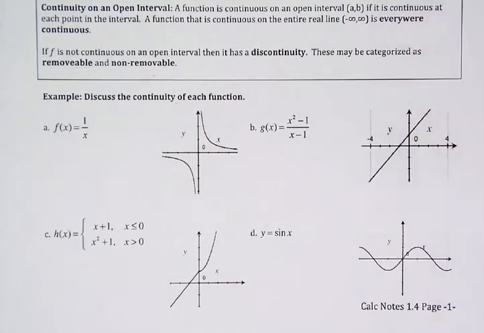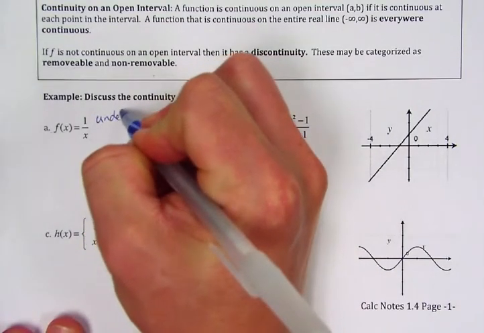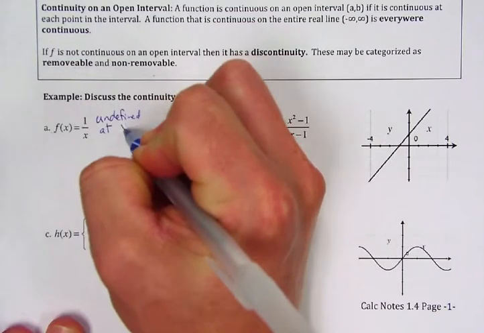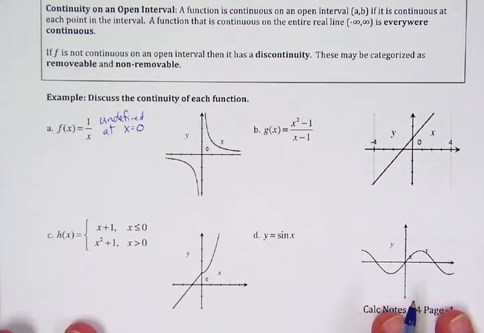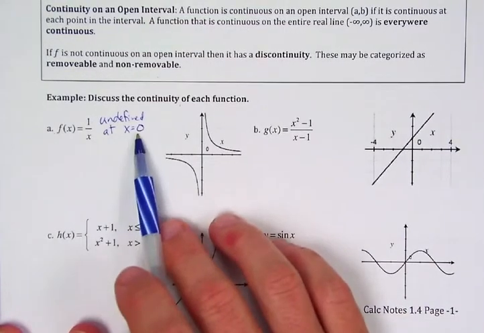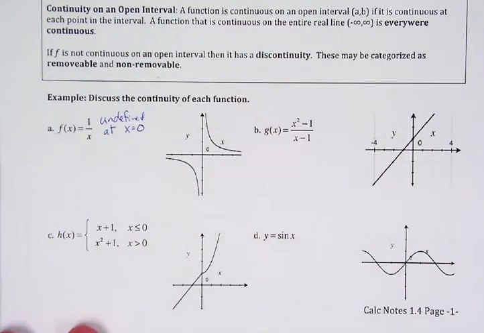It says, discuss the continuity of each function. Now we can look at these things analytically as well as graphically. Analytically, we can see that this function is undefined at x equals 0. So right away, if I were to try f of 0, this would not be defined. Therefore, we know this function is not going to be continuous on the whole number line.